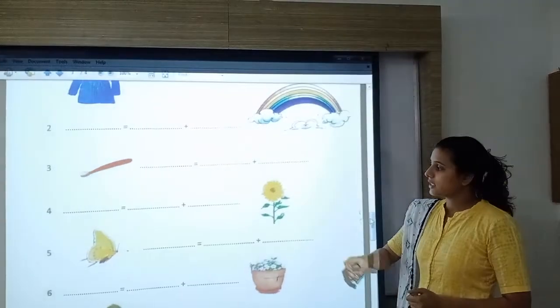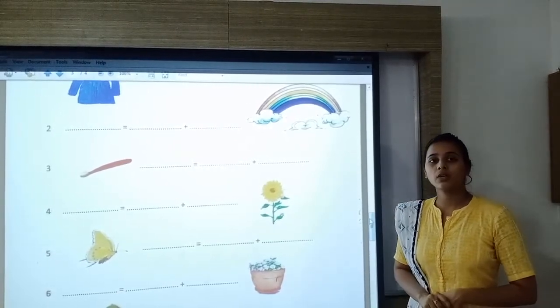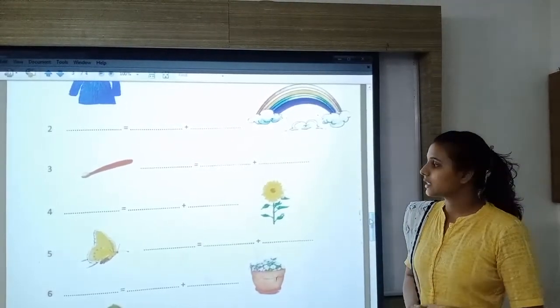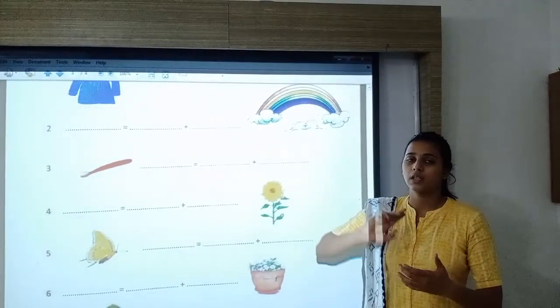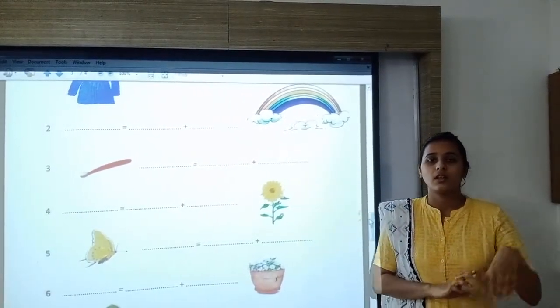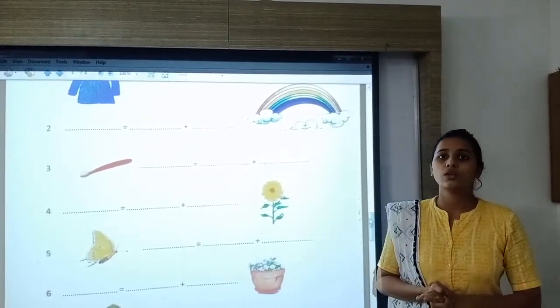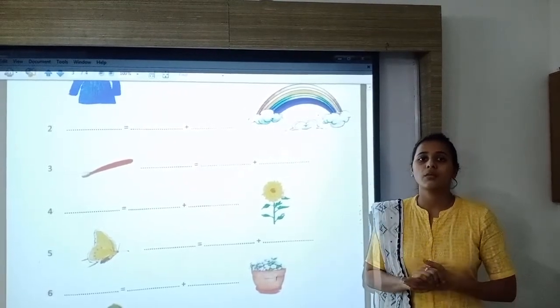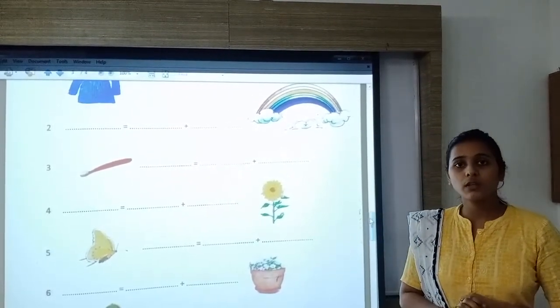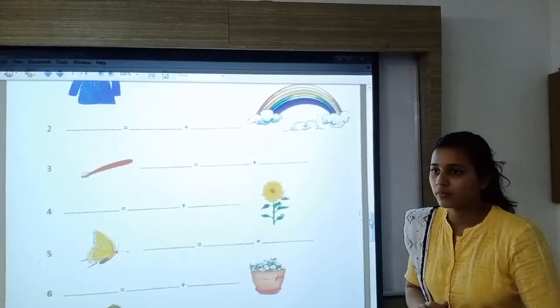Next, you can see sunflower. Sunflower is also a compound word. How is it made? It is made up of sun and flower. Sun, that means Surya, and flower, that means fool. So these both are two different words. If we join these words, it will make sunflower, a new word with new meaning. That means a kind of flower.